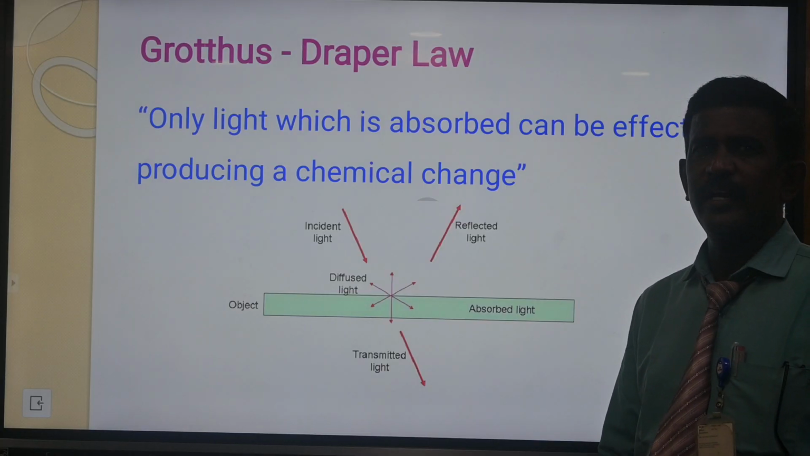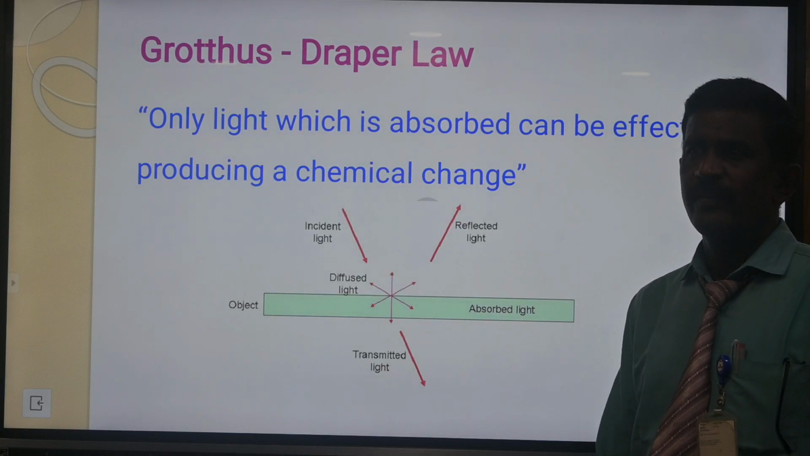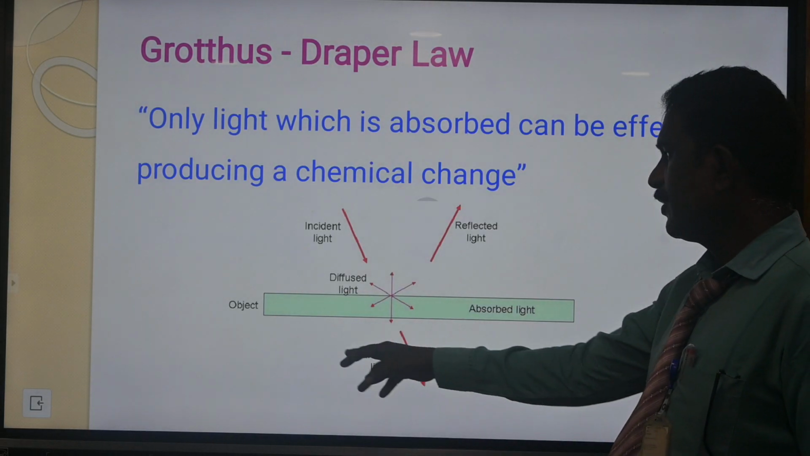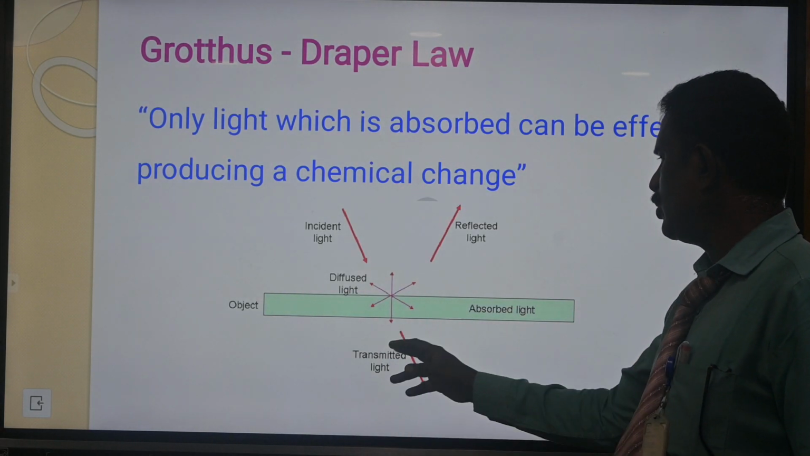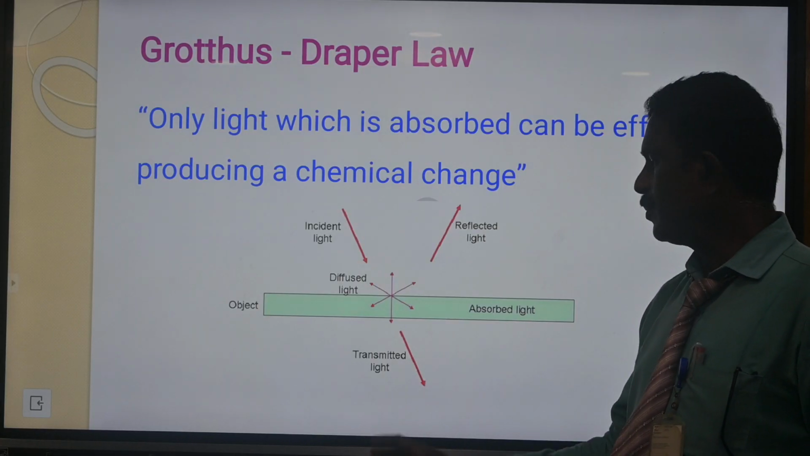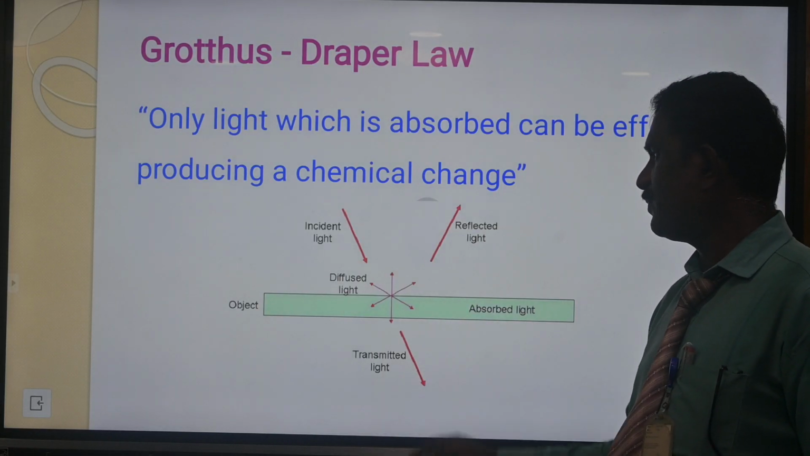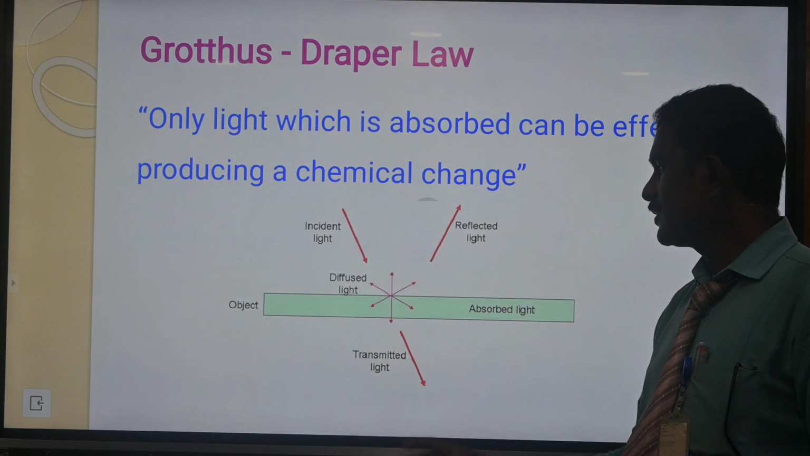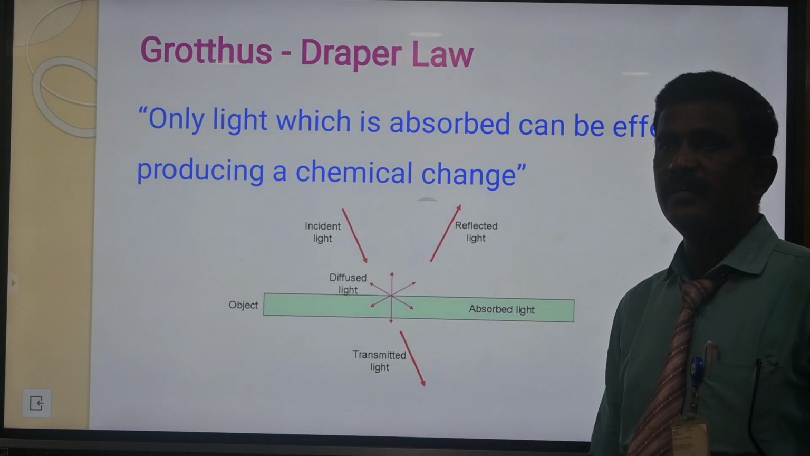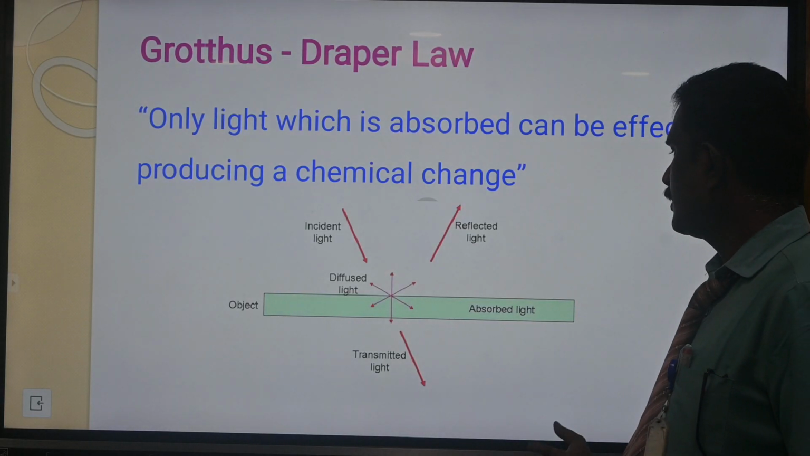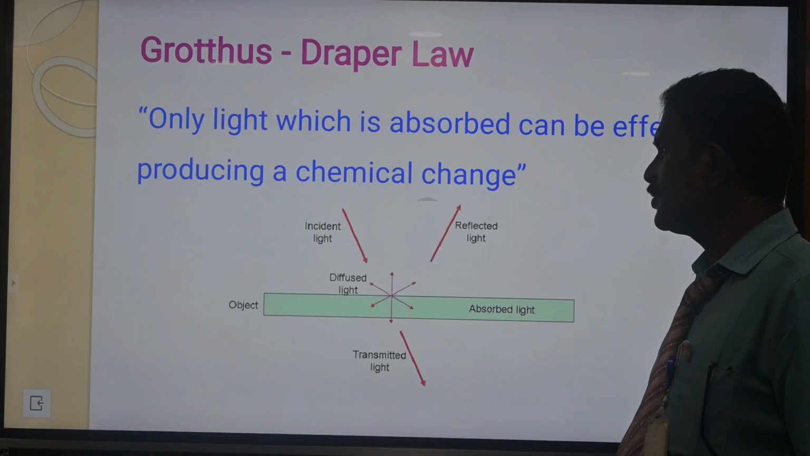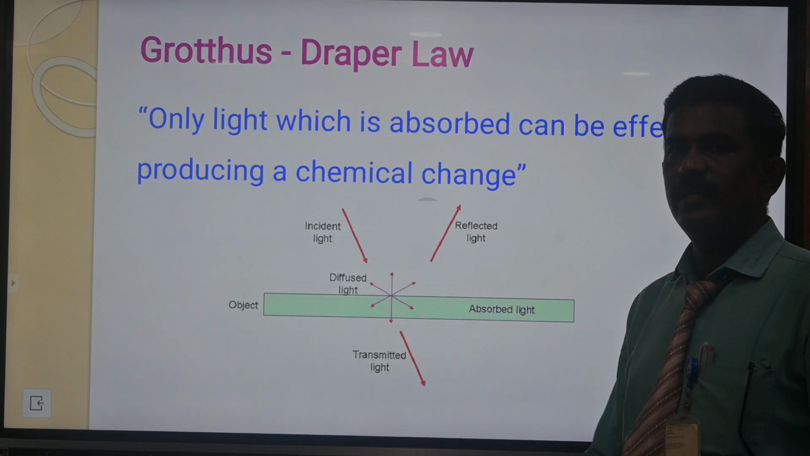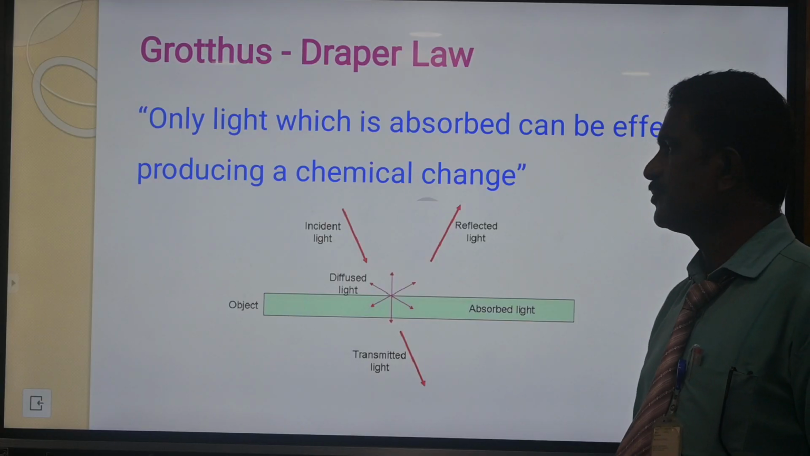What is meant by only light which is absorbed? What will happen when light falls on the material? Look at this picture. When light falls on the material, so many processes are possible. Light can be transmitted, reflected, scattered, or refracted, right? Apart from that, absorption. Out of these many processes, if light is absorbed by the material, then we can expect a chemical reaction.